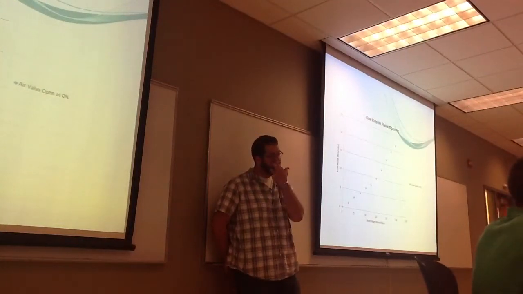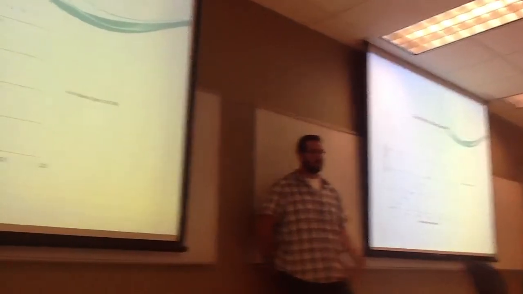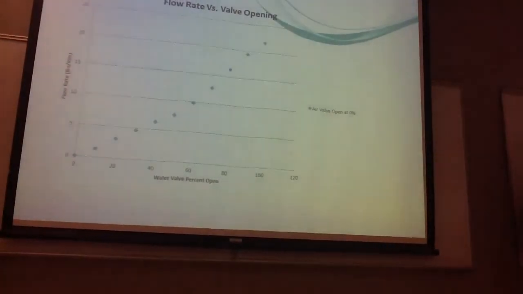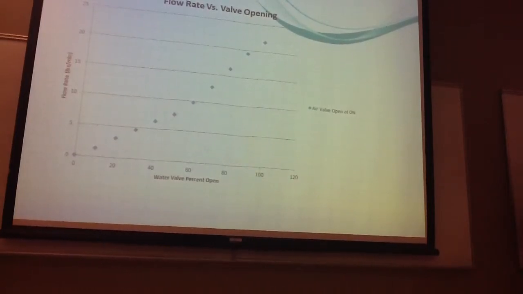It's flow rates versus valve opening percent, plotted for valve open percents from 0 to 100 at 10% increments on that chart right there. Those are your flow rates.